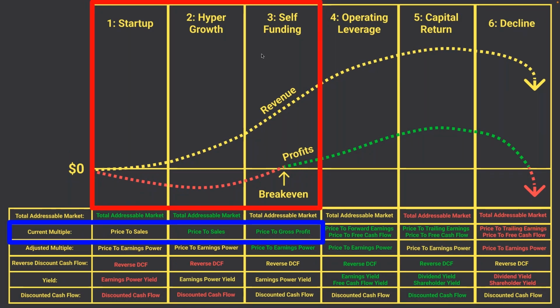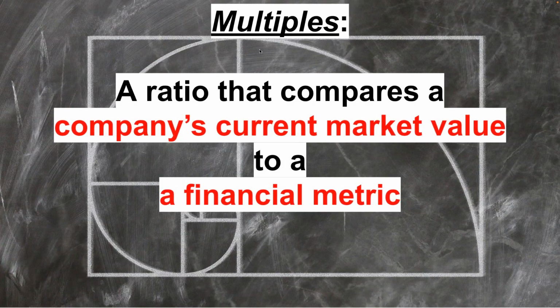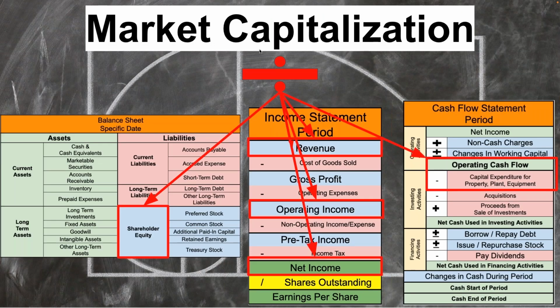Now, again, because we're talking specifically about startup, hypergrowth, and self-funding companies, a really key question to ask ourselves is which valuation metric we need to look at. So first, let's ask ourselves, well, what is a multiple? A multiple is simply a ratio that compares a company's current market value to one of its financial metrics. As an example, a very common way to value a company or the value of a business is its market capitalization. And we would just take its market capitalization and divide by one of its financial numbers to give us a ratio of the value of that business divided by its financial numbers.